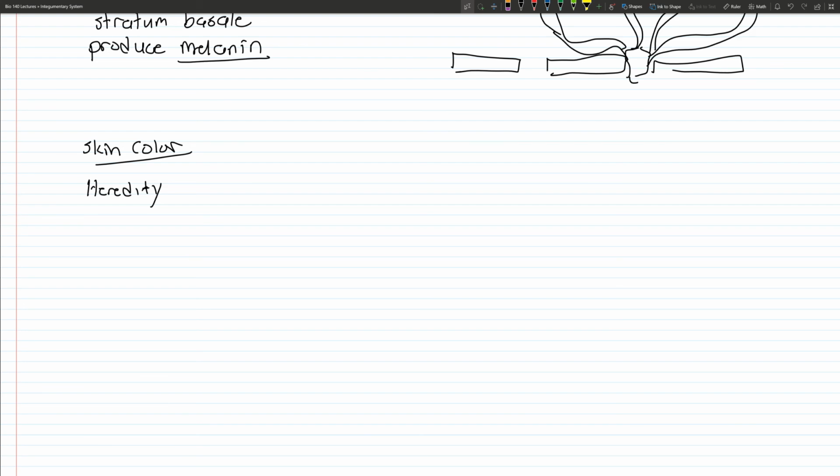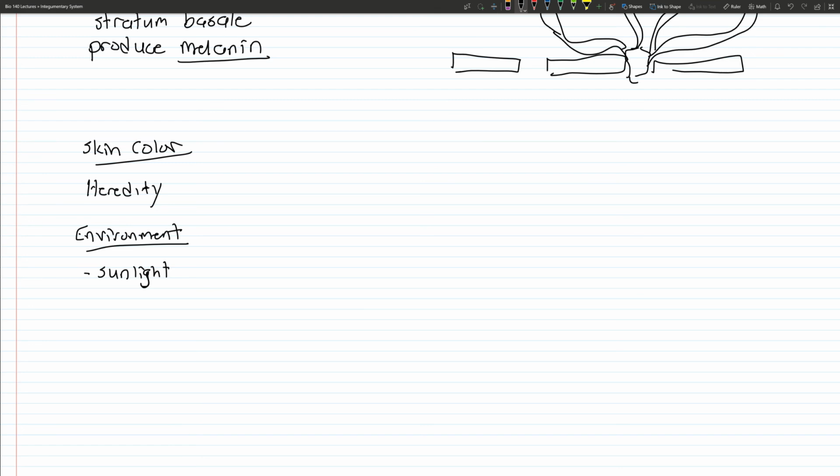So that's the heredity. You don't control the melanocytes. That comes from your parents. Then we have our environment. Now here, the big one is sunlight. If you are out in the sun, you're going to have darker skin because melanocytes are going to release more melanin. That's it.